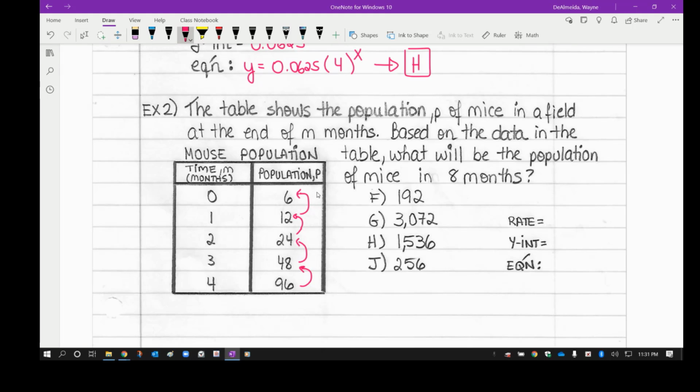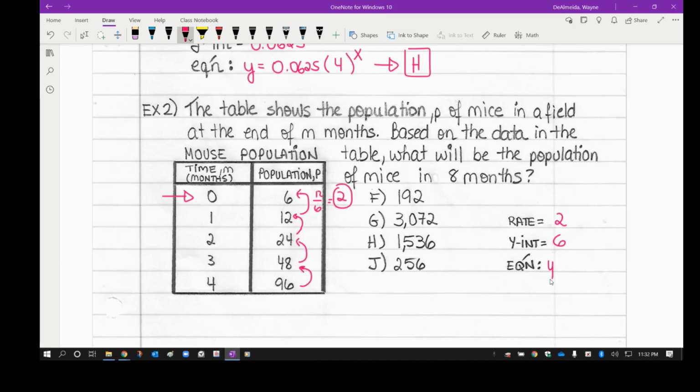So 12 divided by 6 equals 2. Okay, and you can kind of confirm, like 24 divided by 12 equals 2, so you know that the rate is correct. So we know that the rate is 2. Okay, the y-intercept, always look for the 0 under x, and that gives you the y-intercept, which is 6.